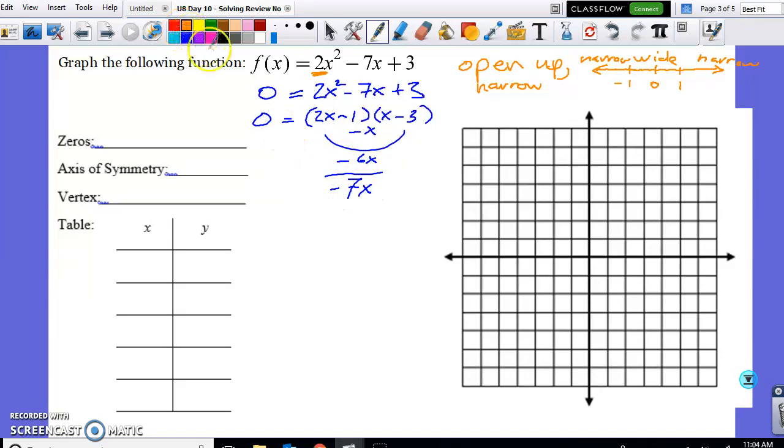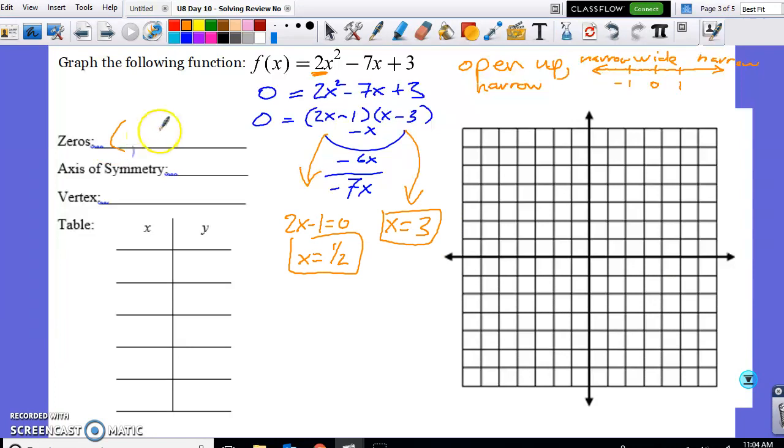So by the zero product property, I can set each of those factors equal to 0. 2x minus 1 equals 0. So x equals +1/2. I didn't show the math there, but you should be doing the math yourself, and x equals +3. So those are my two x values. If I write the zeros as ordered pairs, it's going to be (1/2, 0) and (3, 0).